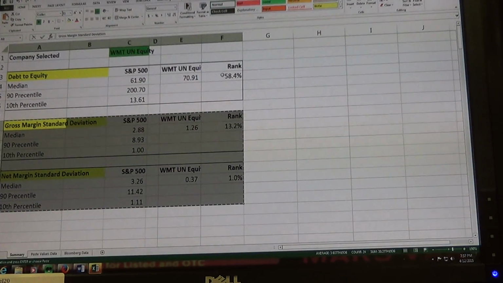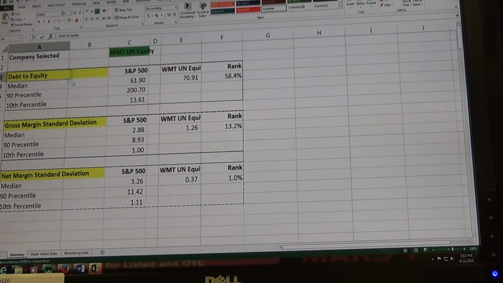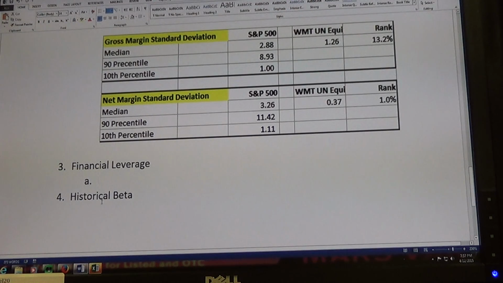And we can see, well, Walmart, their debt is actually slightly above average. So when you look at their debt to equity, this is not the standard deviation debt to equity, but the actual debt to equity. Their debt to equity is 71% versus 62% for the typical stocks. So they're actually a little above average in their debt. So I'll bring that in.